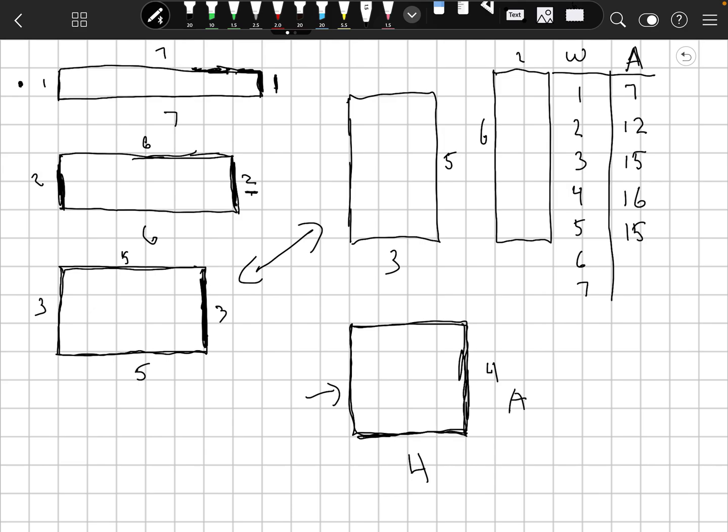And then if the width is 6, we're down to 12, and if the width is 7, you might have guessed it, we're back down to 7, like that. So there you have it.